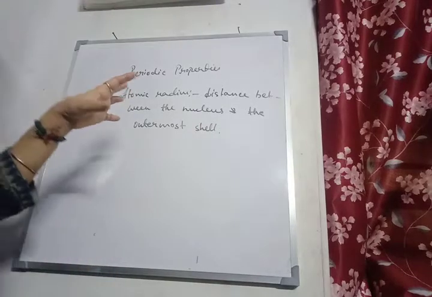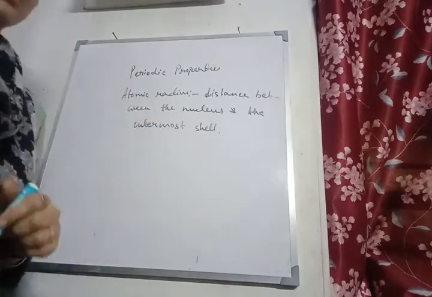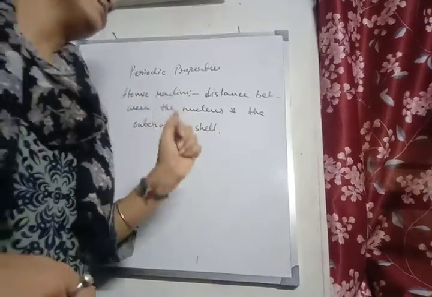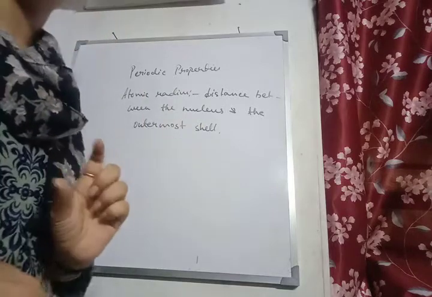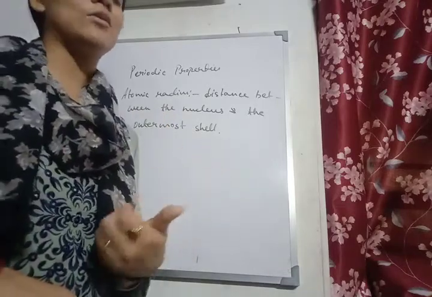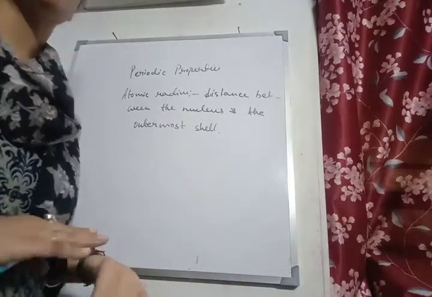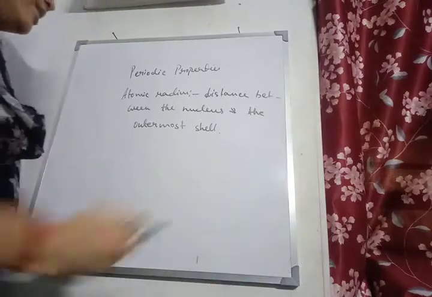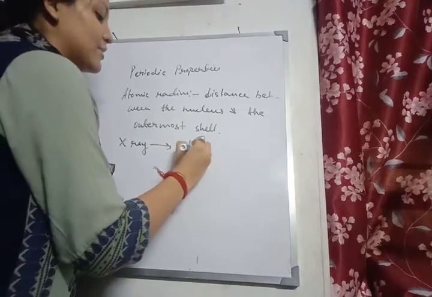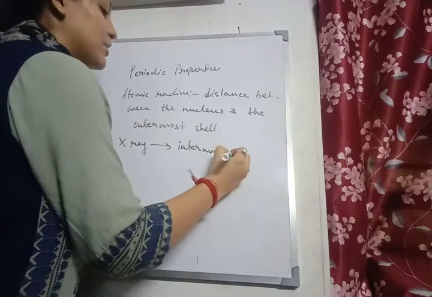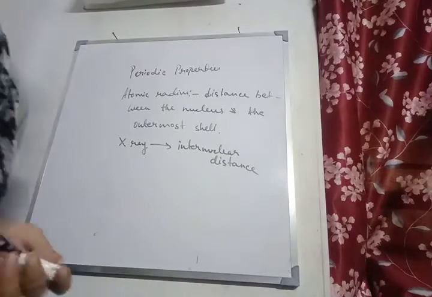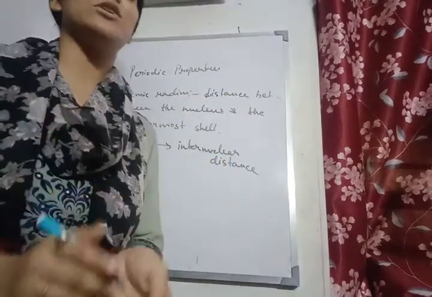Now the thing is that it is not possible to measure the atomic radius because it is very, very small. So scientists decided to measure the internuclear distance instead, because X-ray methods can be used to measure the internuclear distance of the atoms, and that can be used to calculate the radius. Basically, we are going to classify the radius on the basis of this internuclear distance. Internuclear means distance between the two nuclei.